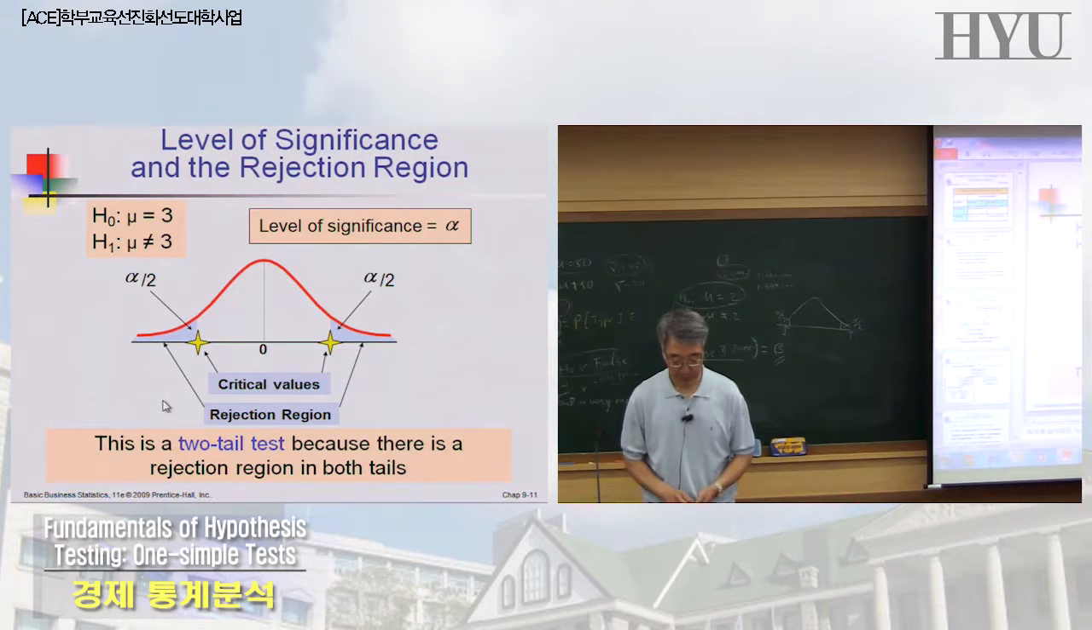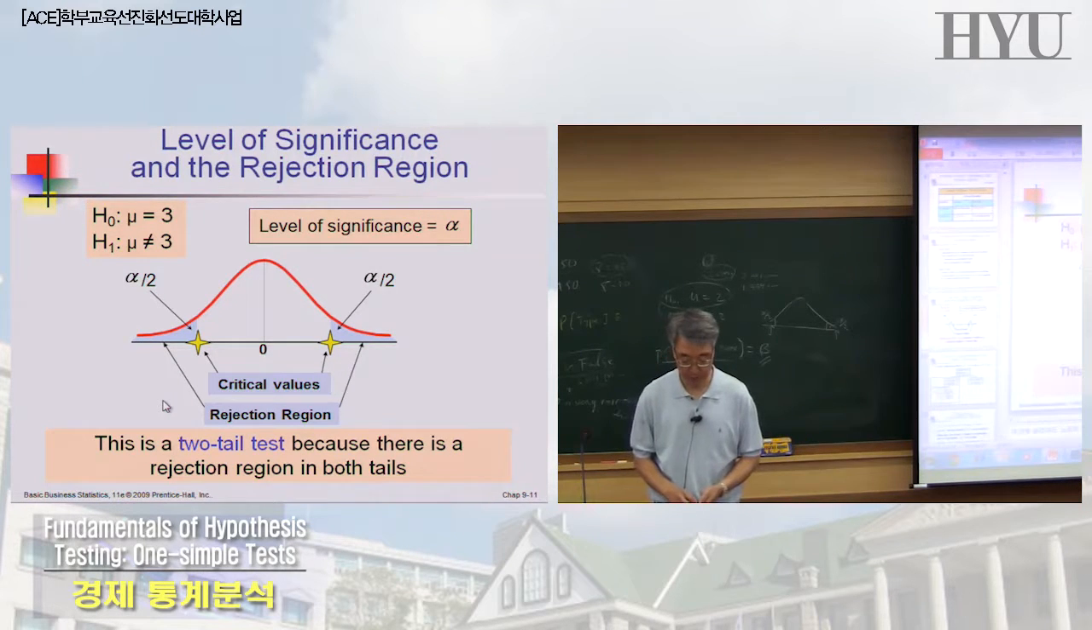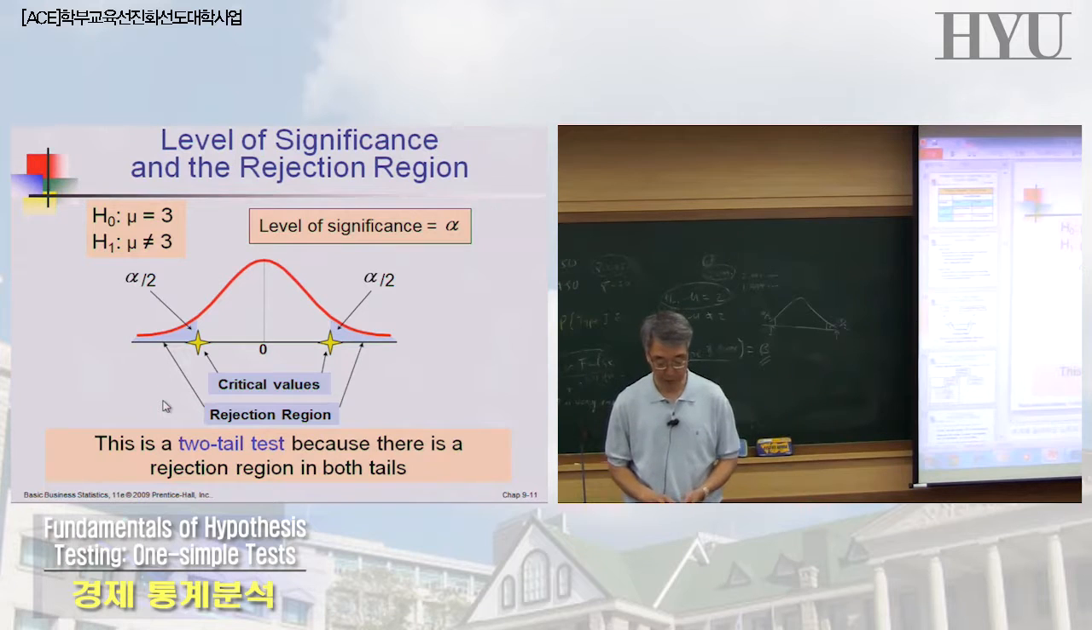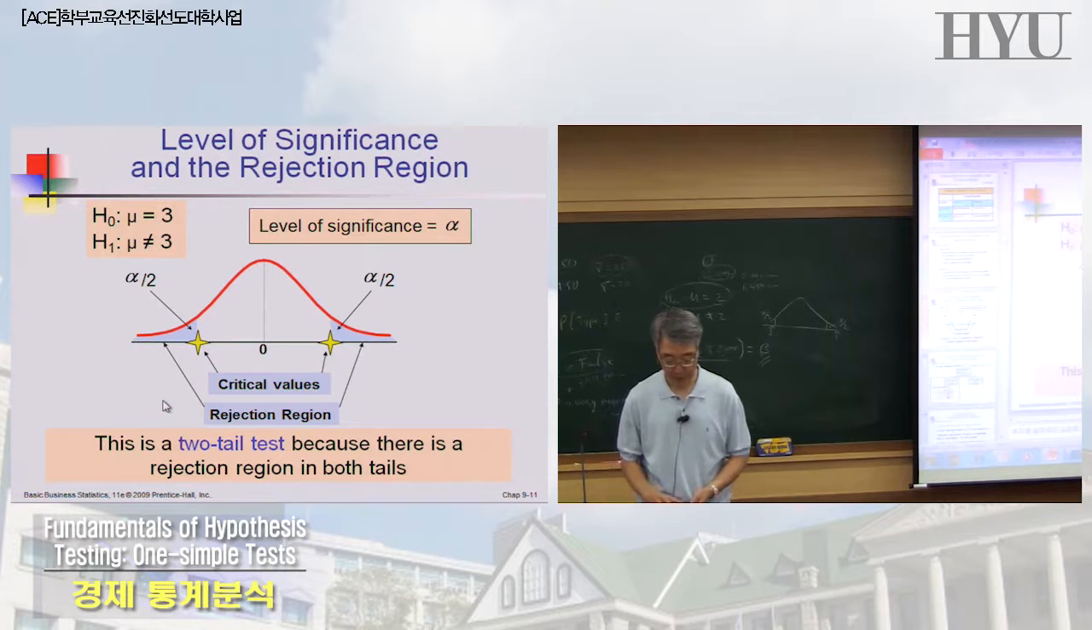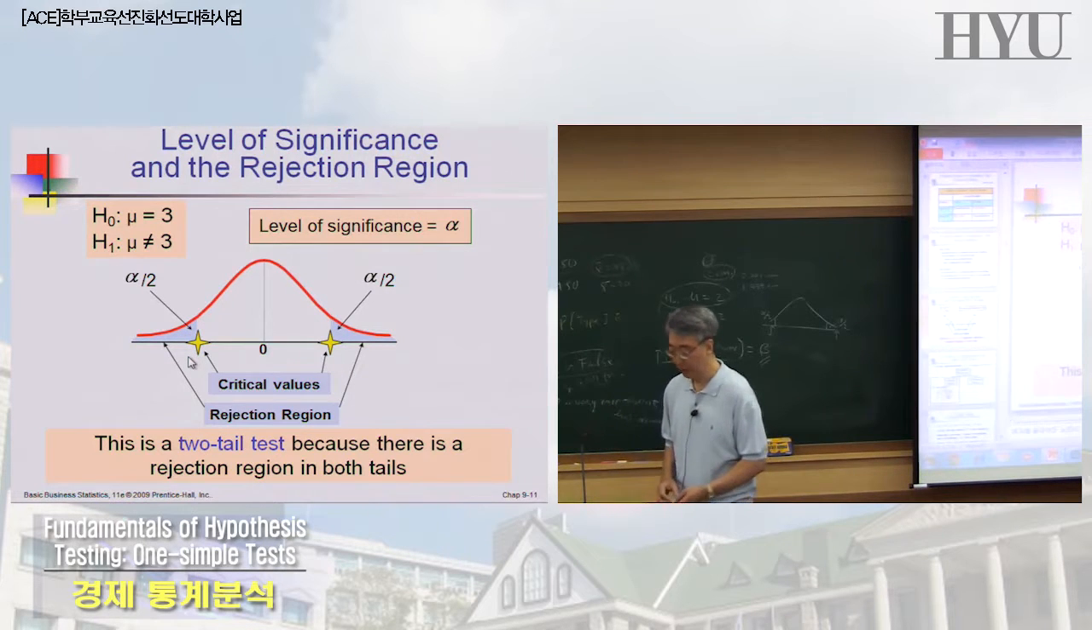Okay, so here's a little more realistic example. Based on what we've talked about so far, right? So here, null hypothesis claims that mu is 3. Alternative claims mu is not 3. And let's say level of significance is alpha. Then we're going to set aside the rejection region on each tail, right? Depending on the alpha. So I guess you have the idea now, right?